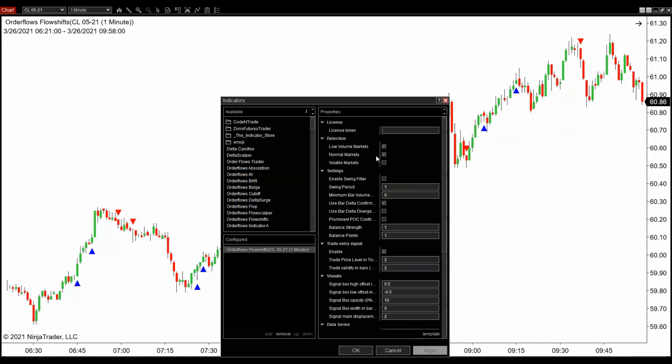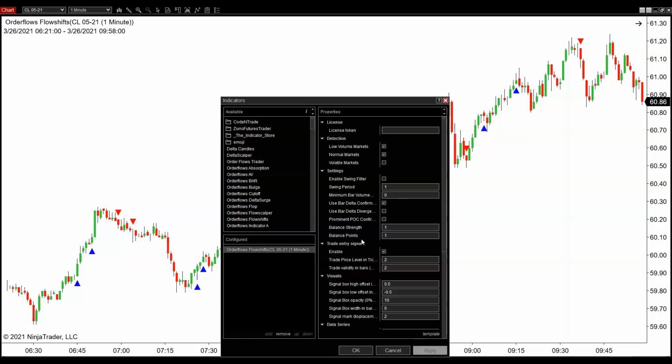Low volume markets, normal markets. I don't have volatile markets for crude oil. I have no swing filter. I do use delta confirmation. Honestly, if you disable delta confirmation, you will get a few more signals. It's not like it's night or day, but if you use bar delta divergence, you're going to get a lot less signals, right? Because that's asking for something where it's the opposite, where you have an up bar with negative delta or a down bar with positive delta.